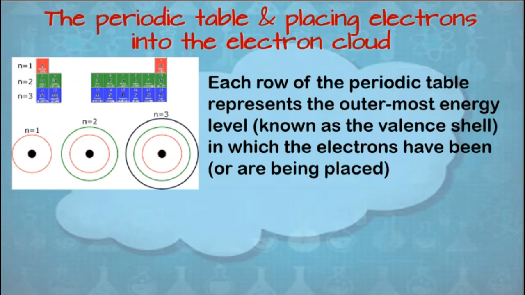All right, so what you need to know about every row is that the electrons placed in the outermost energy level, which is known as the valence shell, is identifiable by the row number. So the valence shell for row number 1 says that there's only one circle. Everybody in row number 2 has its valence electrons, the electrons in the outermost level, in level 2.